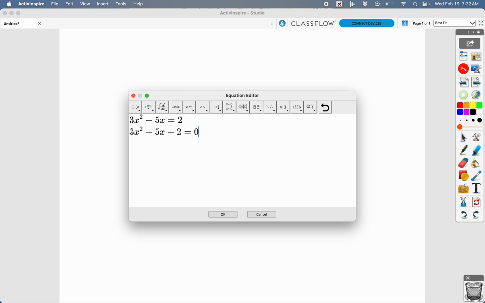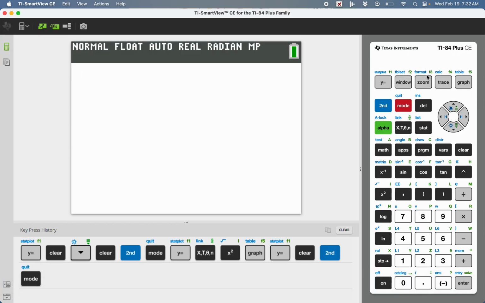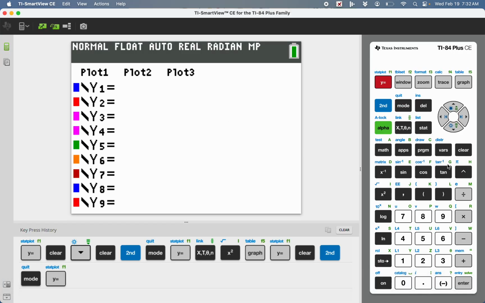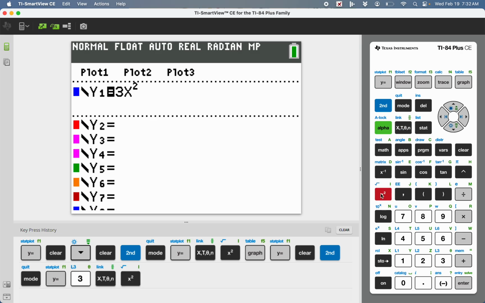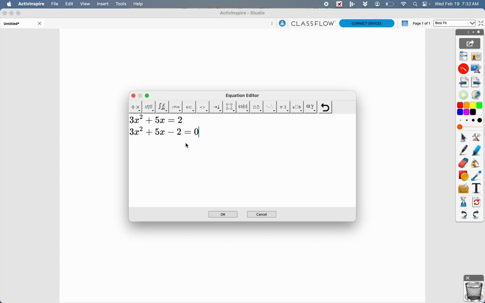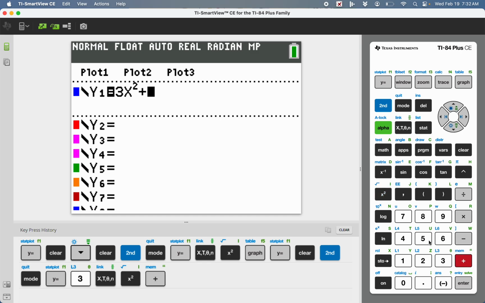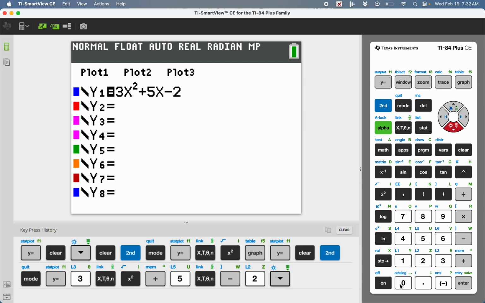So what we want to do is take the first half, or say the left side of this equation, and plug that into our calculator into y1. So I'm going to go to y equals, and I'm going to plug in my calculator the function. So 3x squared, and let me just make sure that was plus 5x. So plus 5x minus 2. And then in my y2, I want to put the right-hand side of the equation, or 0.